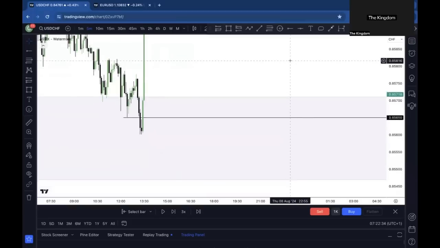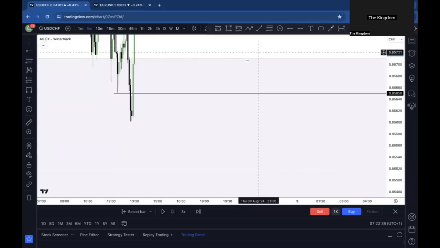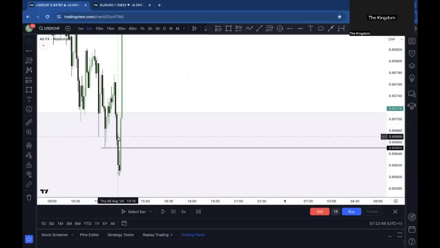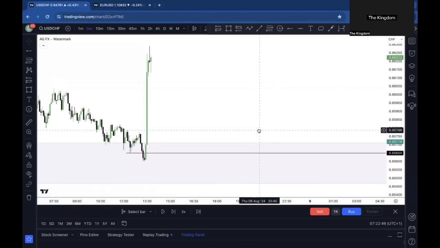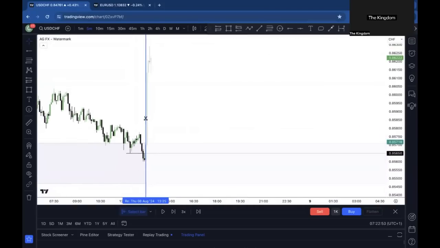Okay, good. I've seen one. Price took out that low. This one took out this as well, and then this displacement here. So there are several ways to catch confirmation. And this displacement right there.